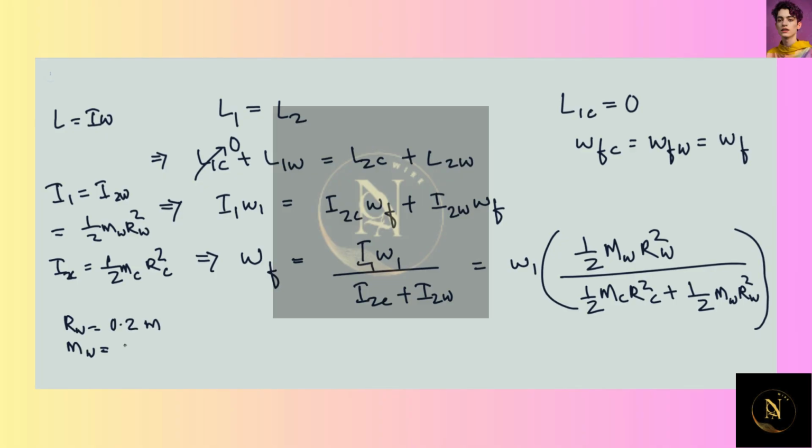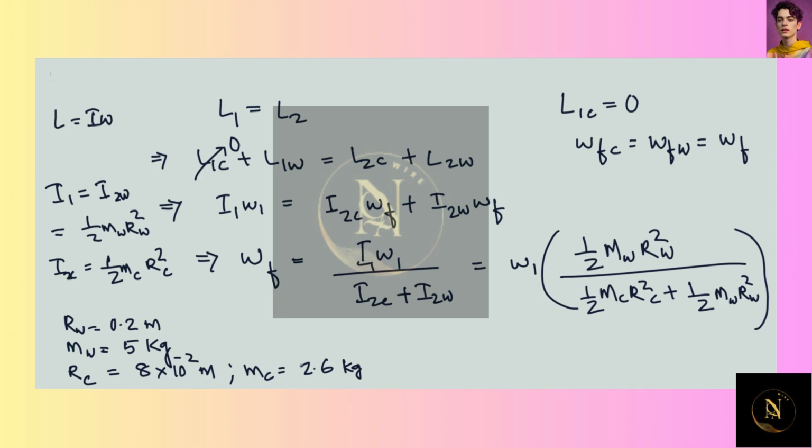The mass of the wheel is given to be 5 kg. The radius of the clay is equal to 8 times 10 to the power minus 2 meter, and let me write it here, the mass of the clay is equal to 2.6 kg.